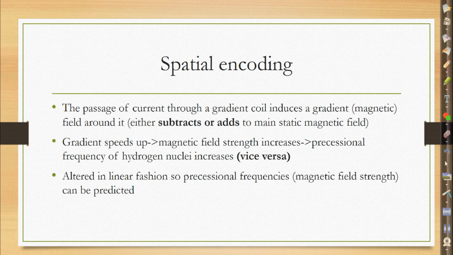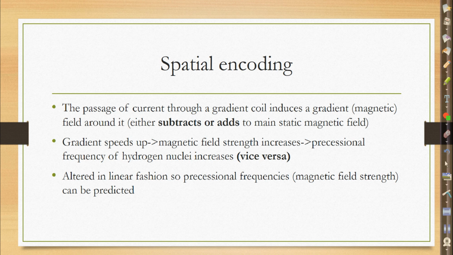So we pass current through the gradient coils. It either adds or subtracts to the main magnetic field. We already talked about that. Gradients speed up, magnetic field strength increases. Precessional frequency increases also because it's proportional. It's part of that Larmor frequency equation. It's altered in a linear fashion, which means we can predict those precessional frequencies.